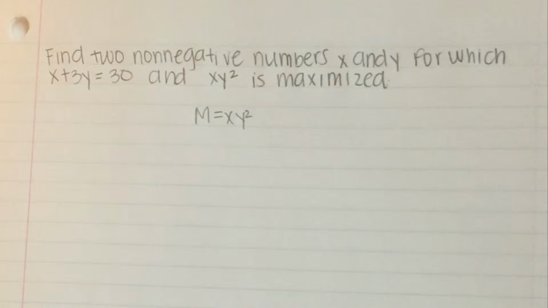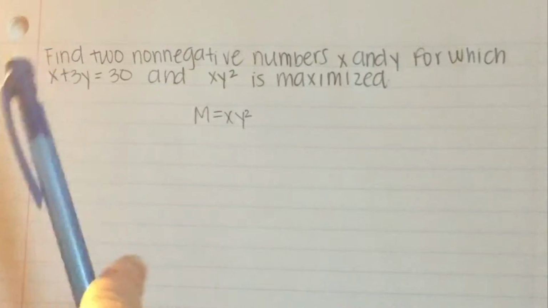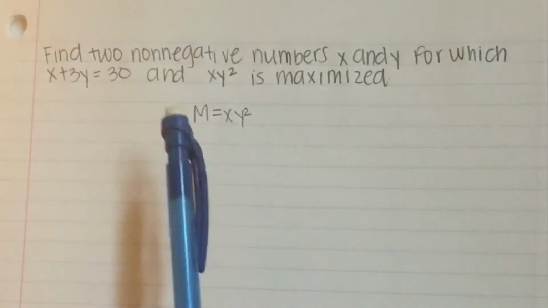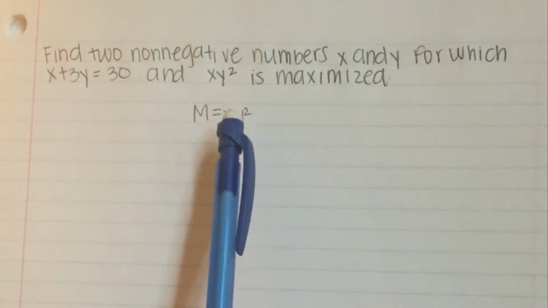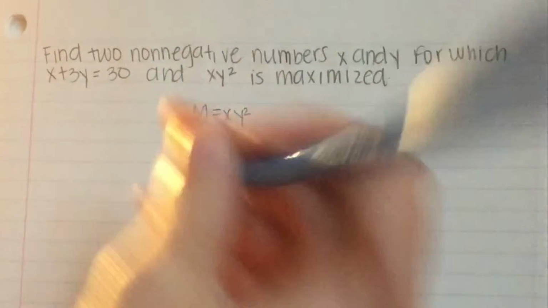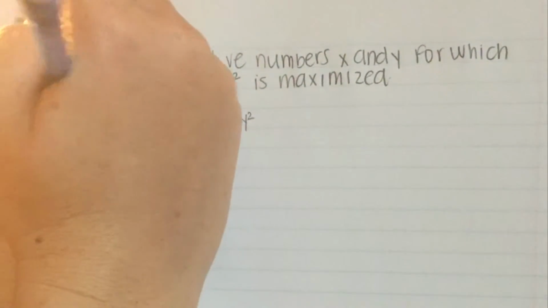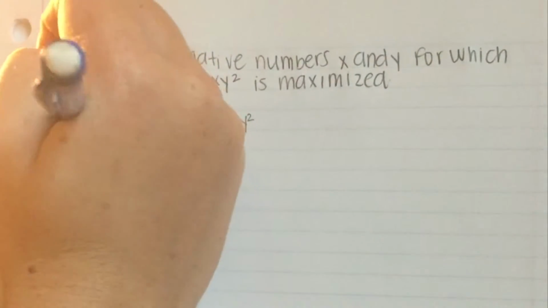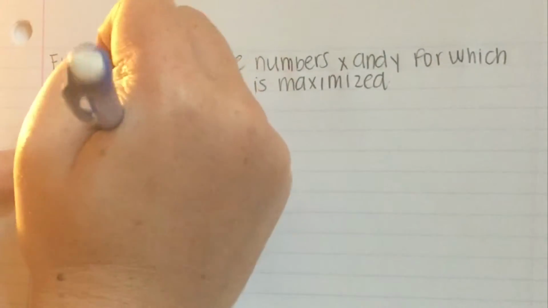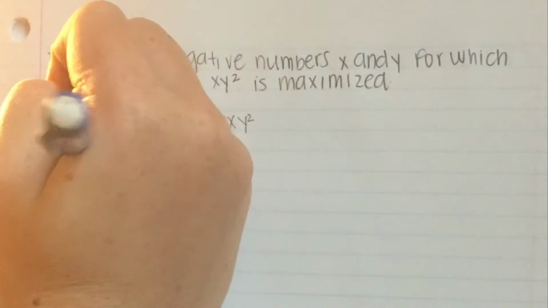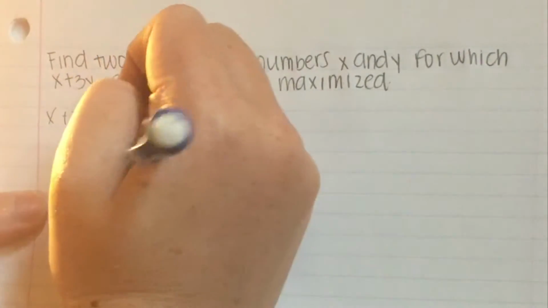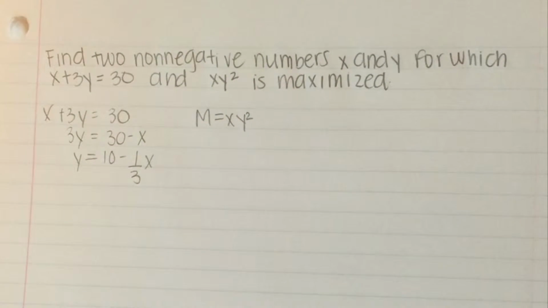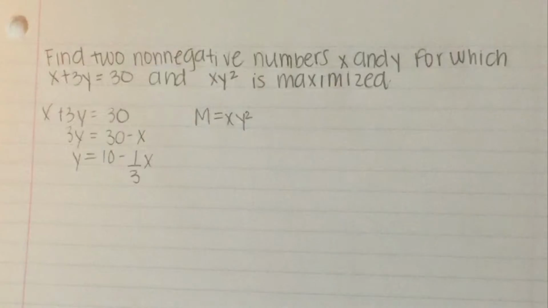The next thing that we're going to do is look at this x plus 3y equals 30 function. We're going to take this function and solve it for y so that we can plug it into our m function so that we only have one variable. So we're going to take x plus 3y equals 30 and solve for y. The first thing we're going to do is take this x and move it to the other side. So our function is going to be equal to 3y equals 30 minus x. Then we're going to divide the entire function by 3 and get y is equal to 10 minus 1/3 x.